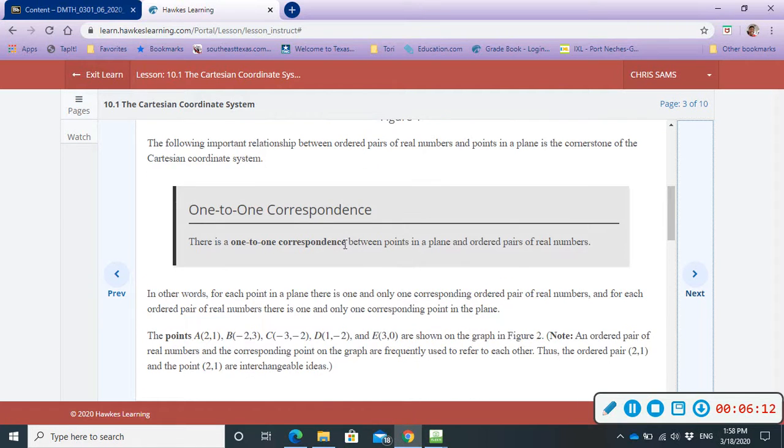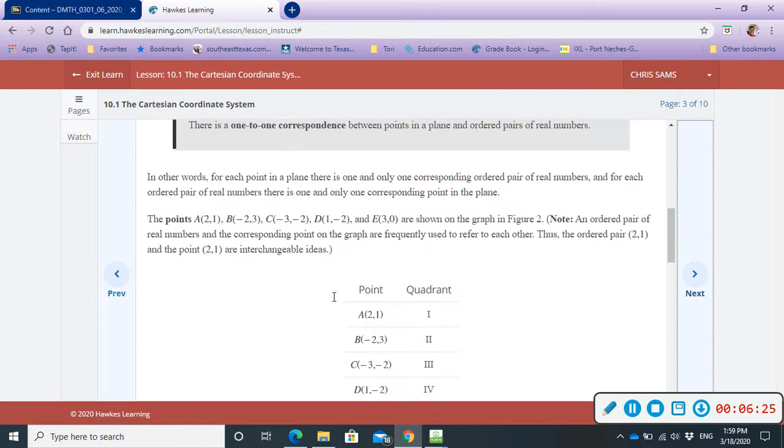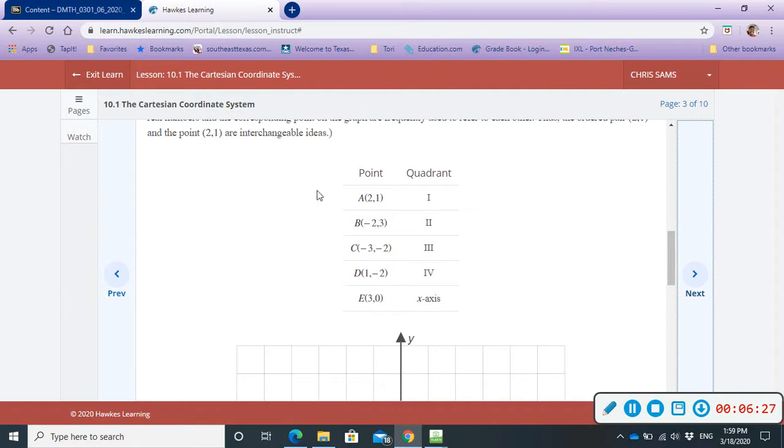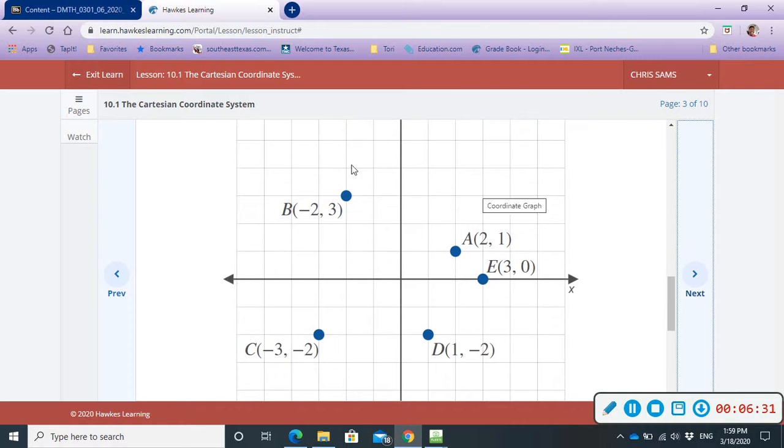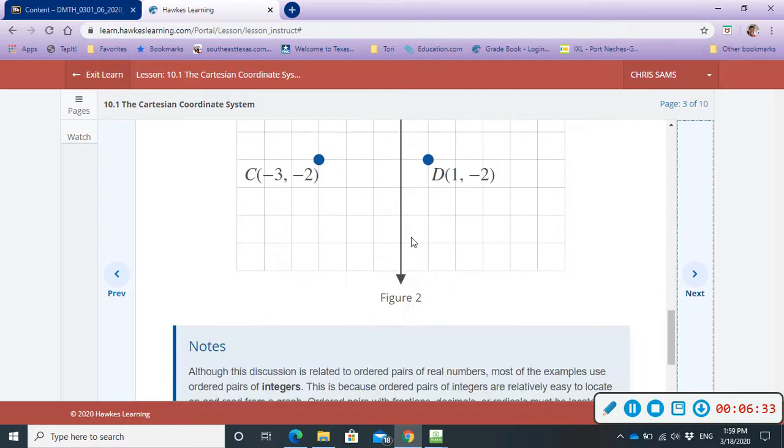So there's a one-to-one correspondence between points in a plane and ordered pairs of real numbers, which means each one input is getting one output. And then here we're just showing you what points are in which quadrant, and you'll have to pick that out and also plot them in practice.